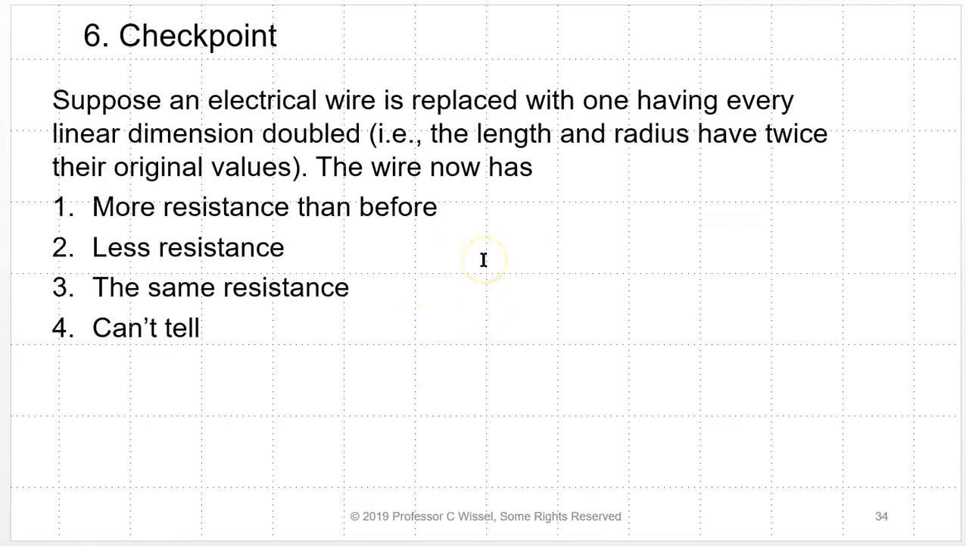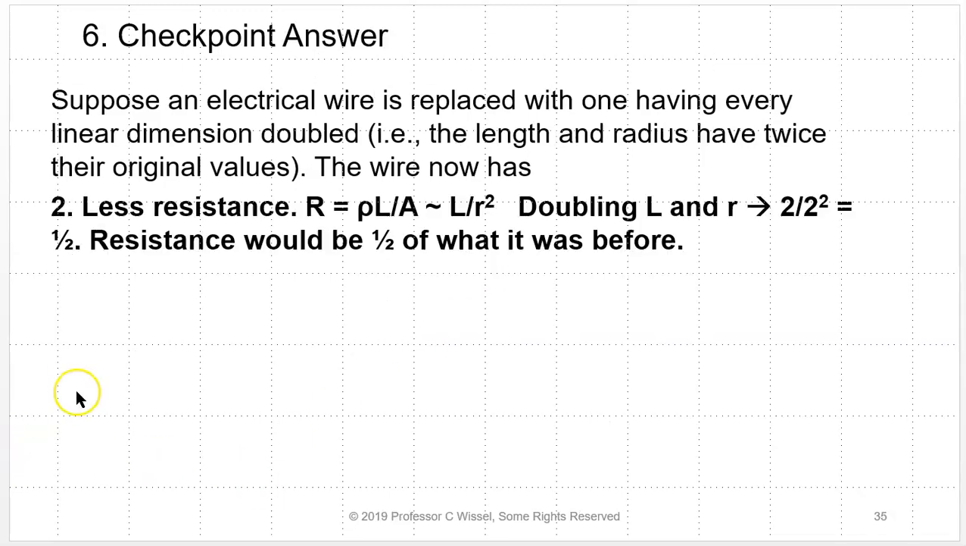Suppose an electrical wire is replaced with one having every linear dimension doubled, so the length and the radius have twice the original value. What happens now? The answer to that is 2, less resistance. Resistance equals rho L over A, which is proportional to L over R squared. If you double L and R, then it'll be 2 over 2 squared, which would equal 1/2. Resistance would be 1/2 of what it was before.